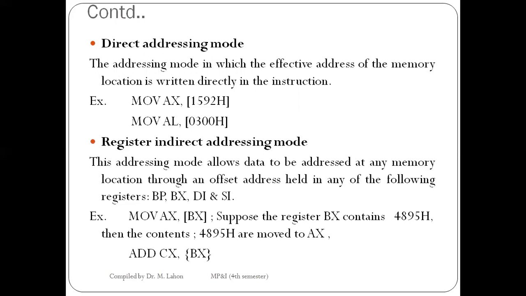And then the register indirect addressing mode. In the direct addressing mode, the address is given directly. But in the register indirect addressing mode, the address is given in a register. You can see here BX is the register given. We keep the address of the operand in the register, and that is why it is termed the indirect addressing mode.